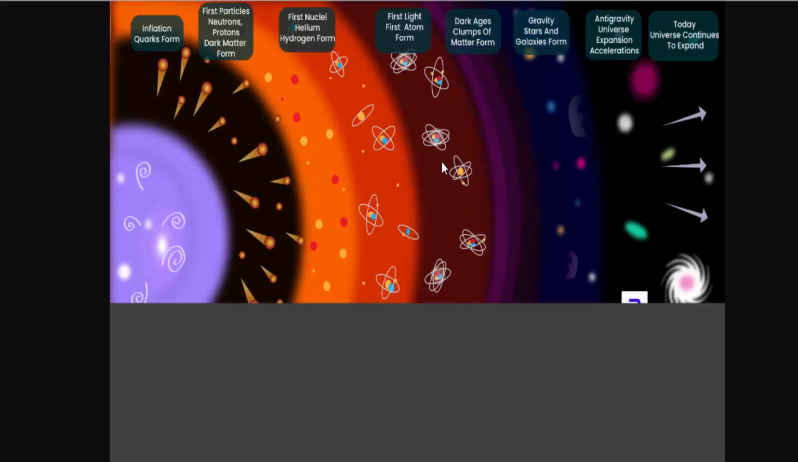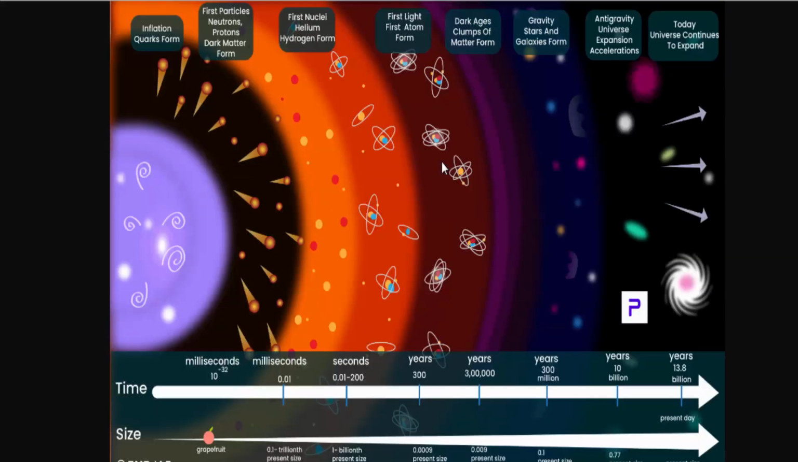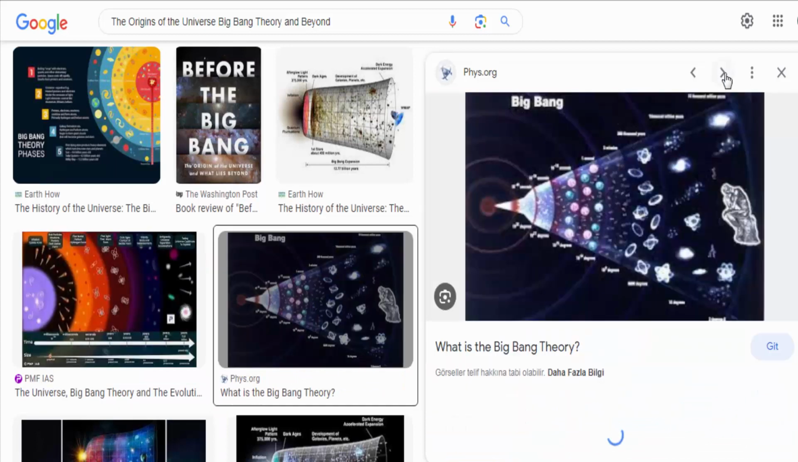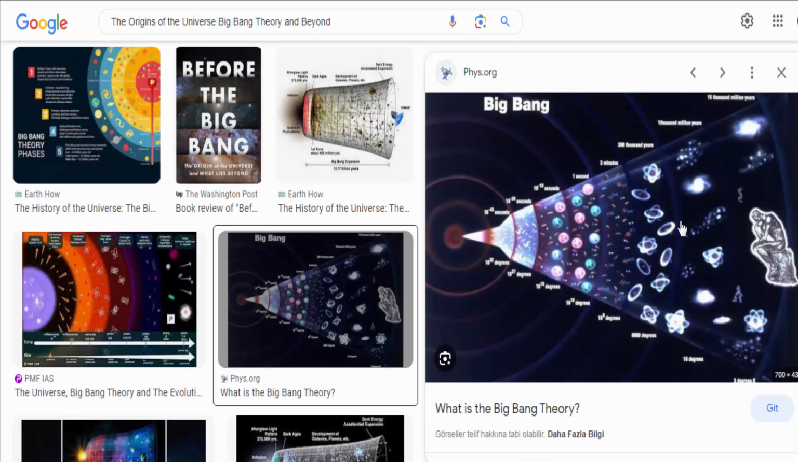As it expanded, the universe cooled down, allowing the formation of matter and energy. In the first few moments after the Big Bang, only elementary particles like quarks and electrons existed. As the universe continued to expand and cool, these particles combined to form protons and neutrons, which eventually formed atoms.